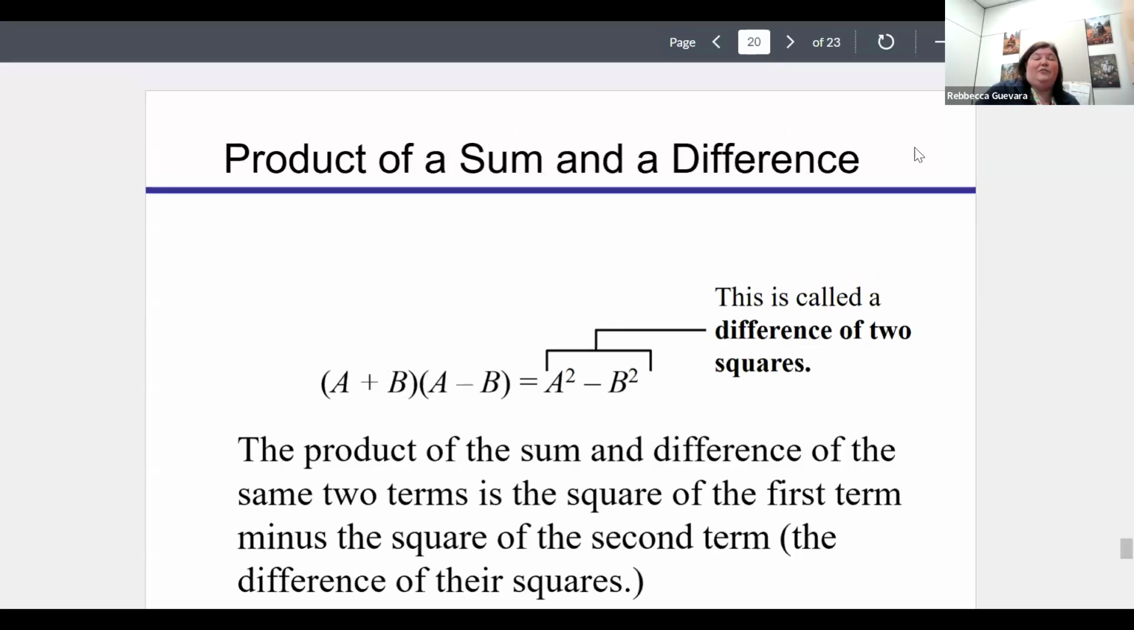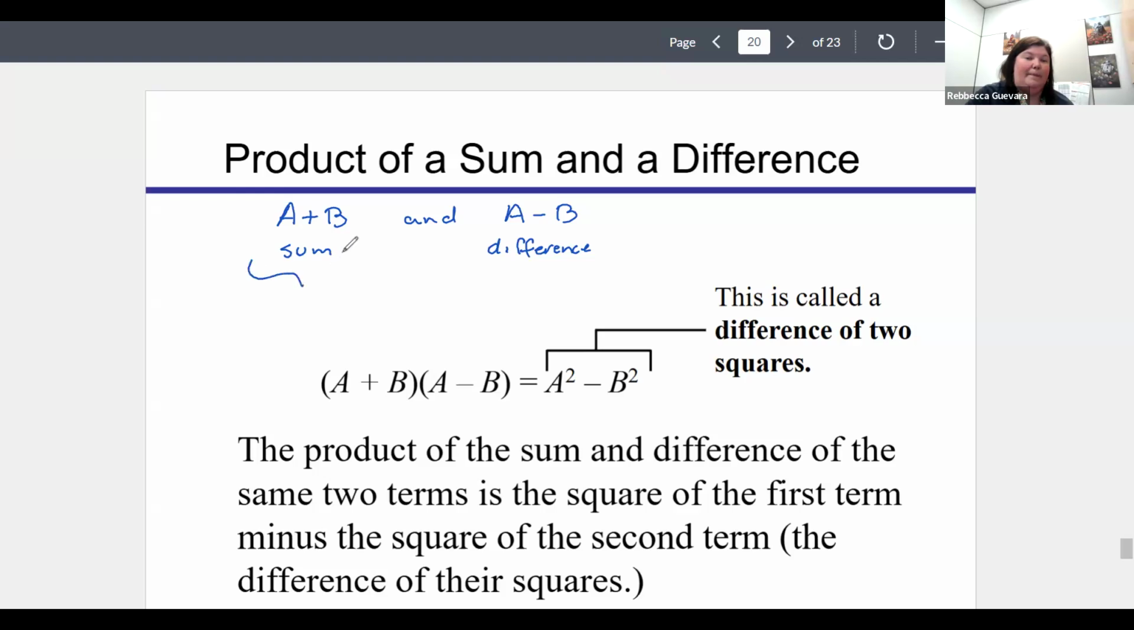Okay, and this is definitely going to come back for us. So this is the product of a sum and a difference. We have a plus b, so that is going to be my sum. And then we have a minus b, and that's going to be my difference. So that's what we're talking about. So this is the sum of a and b. This is the subtracted, so it's the difference.